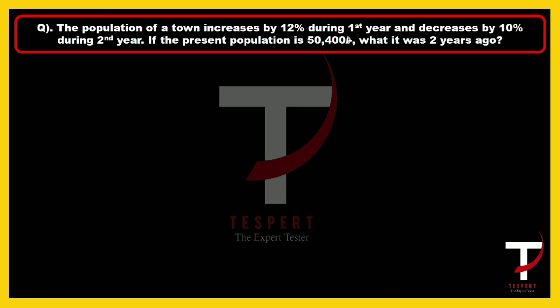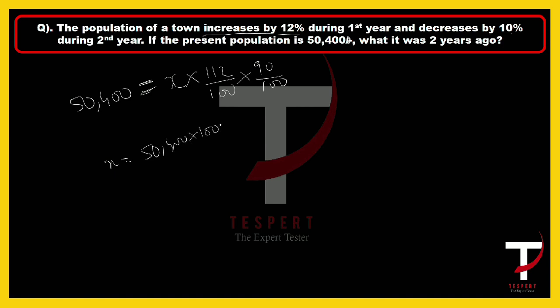Okay, so in this case also we will take the present population. As per the formula, we must take the present population on one side, any one of the sides. So 50,400 is equal to, let us assume the population of the past to be x, into, in the first year it got increased by 12%, so 100 plus 12, which is equal to 112/100, into the second year it got decreased by 10%, so 100 minus 10, which is equal to 90/100. So x will be equal to 50,400 into 100 into 100 by 112 into 90, which will be equal to 50,000. Okay, so 50,000 was the population before 2 years.